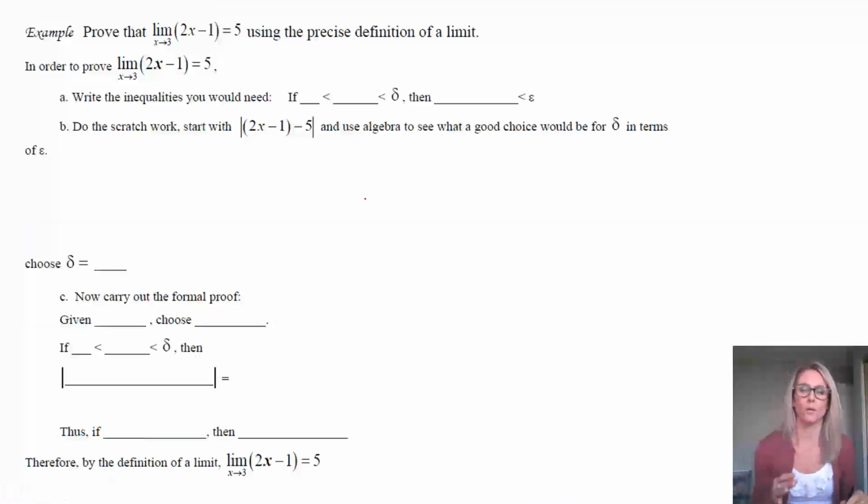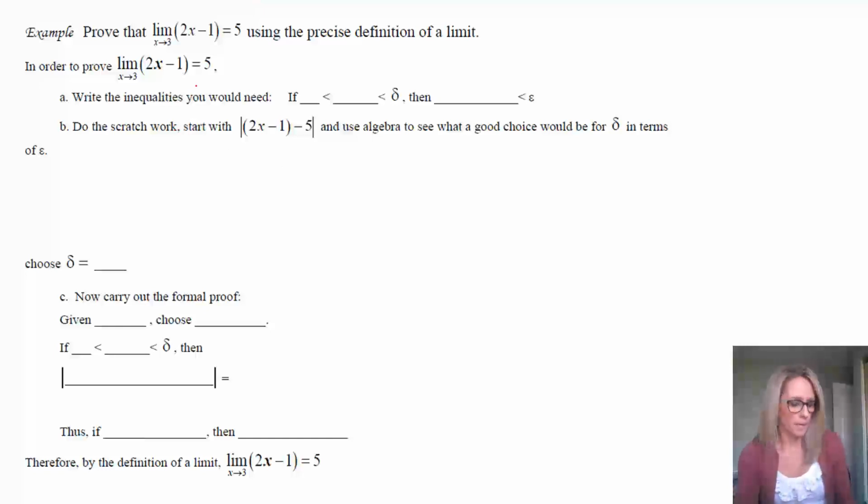Okay, so now we're going to do a proof. Notice it's kind of a guided proof, where we are going to prove something using this idea of the precise definition. So we're going to prove that the limit as x approaches 3 of 2x minus 1 does in fact equal 5. Now you might say, well, I can just plug in 3, and 2 times 3 is 6, and minus 1 is 5, so I know that it's true. But that doesn't prove it. That's using the limit laws that we've learned that tell us that it is in fact 5. But this is more about why is it 5?